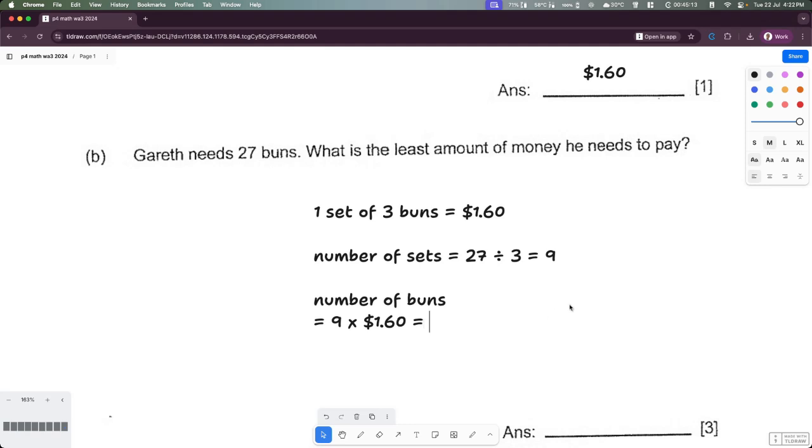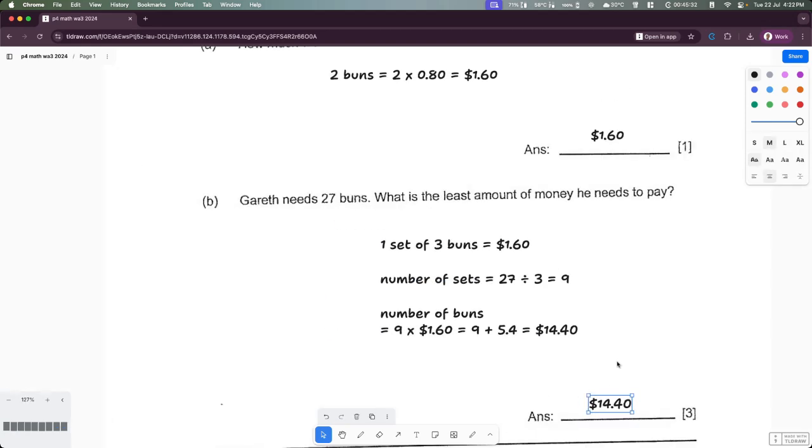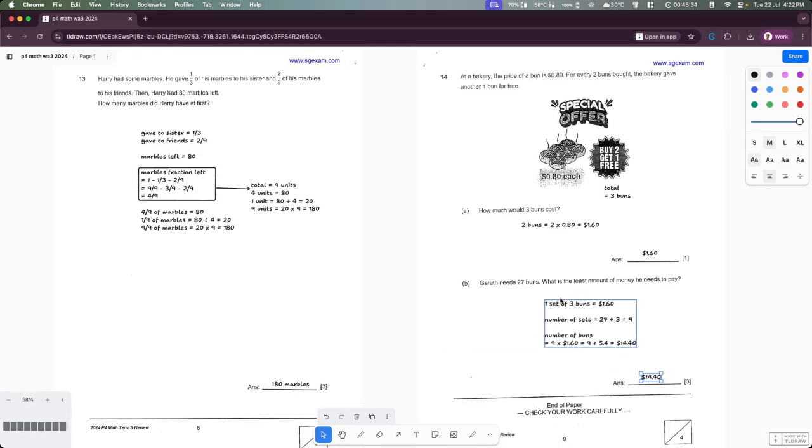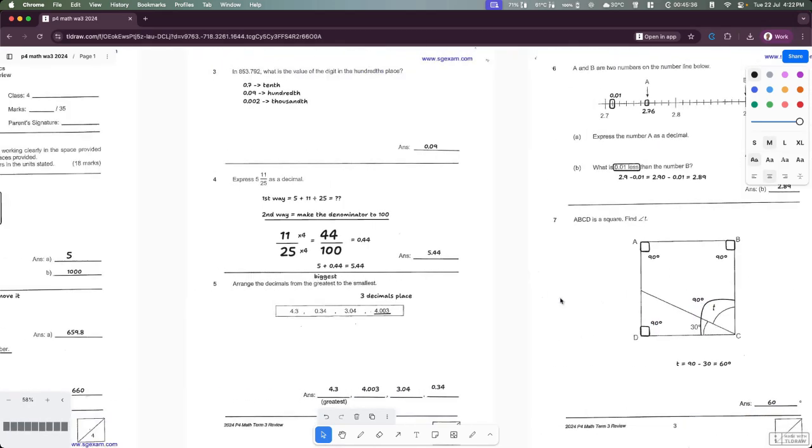I will just do it mentally: 9 plus 5.4, because 9 times 0.6 is 5.4, equal to $14.40 in this case. So the answer to this is $14.40.